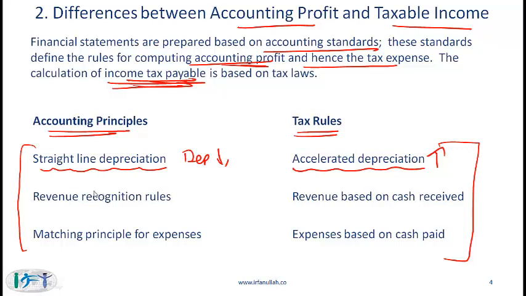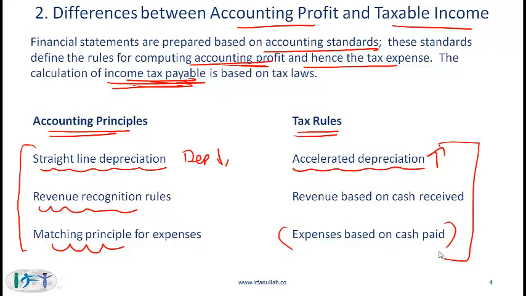With revenue, we need to follow the revenue recognition rules that we have spoken about earlier. Whereas on the tax side, revenue is typically based on cash received, and we will see examples of how this impacts profit. And then as far as expenses are concerned, accounting principles say that we need to use the matching principle for expenses, where an expense needs to be shown in the same period where the corresponding revenue is generated. With tax rules, we might have a situation where expenses are based on cash paid.